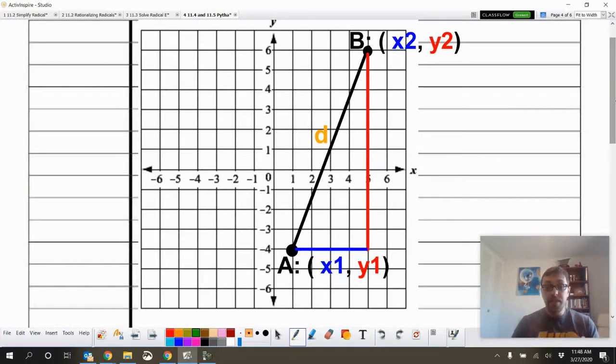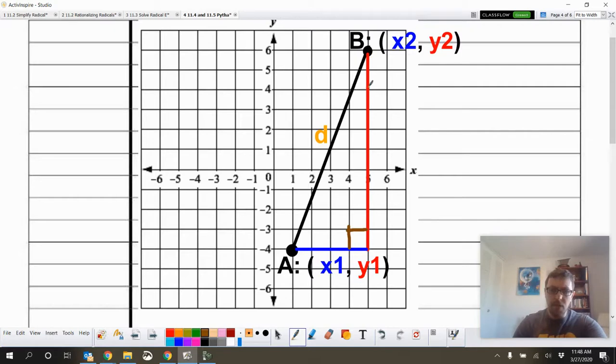All right, so in this example, we are trying to figure out what this distance is, and we've got two coordinate points. I'm trying to figure out how far apart these are. But hey, look, even in this diagram, that's a 90-degree angle. Now we actually do know where this point is. It's (1, -4), and this point up here is (5, 6).